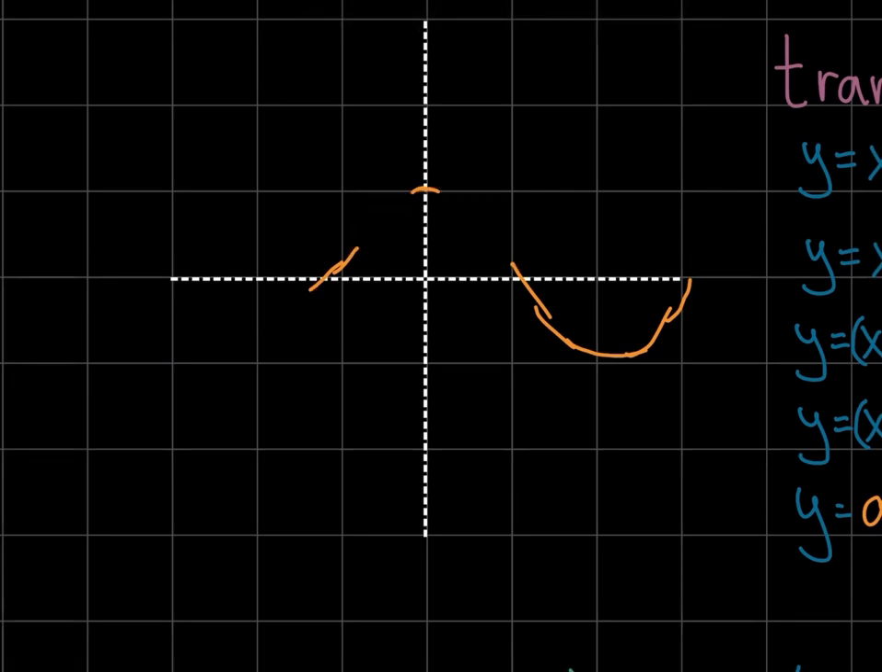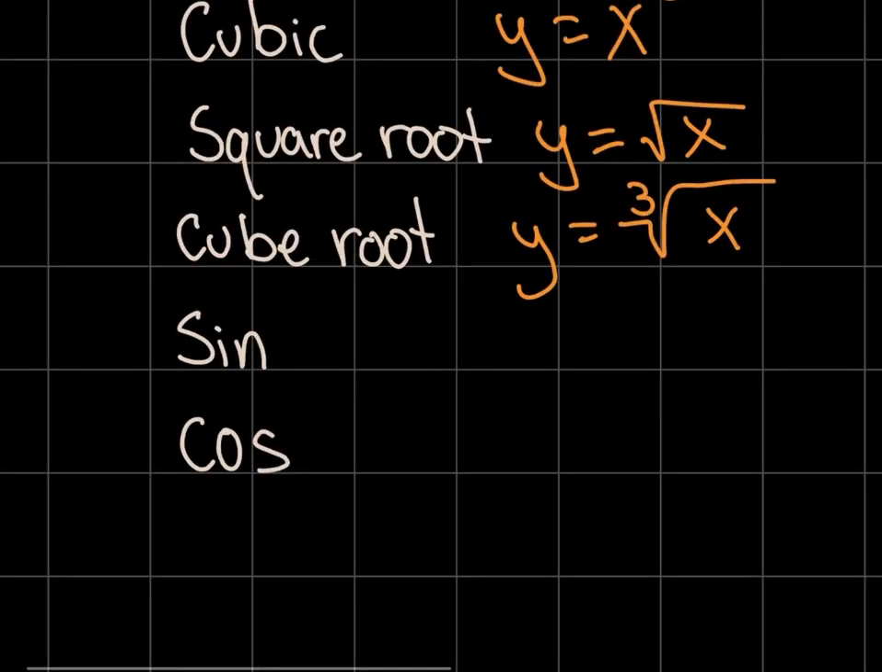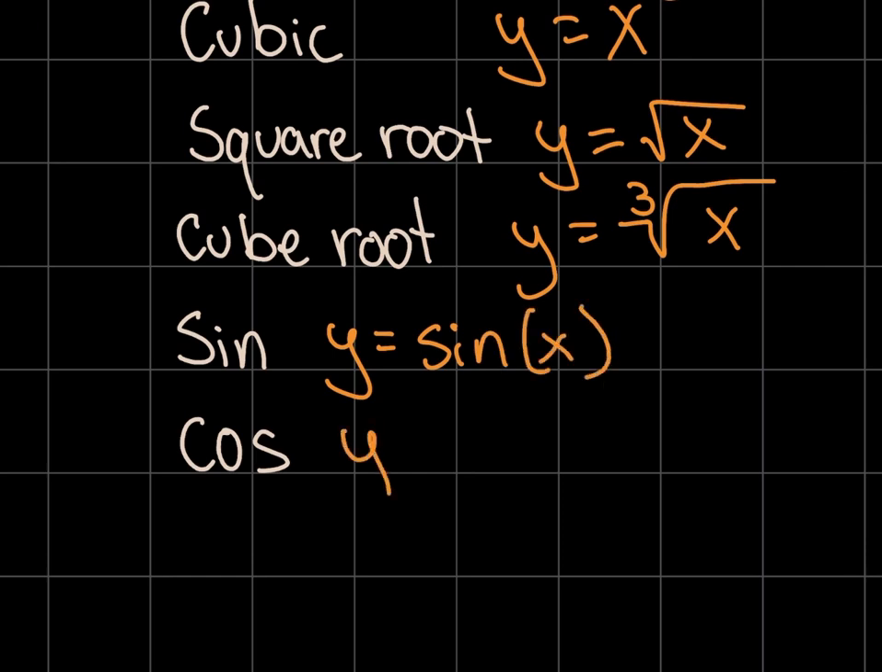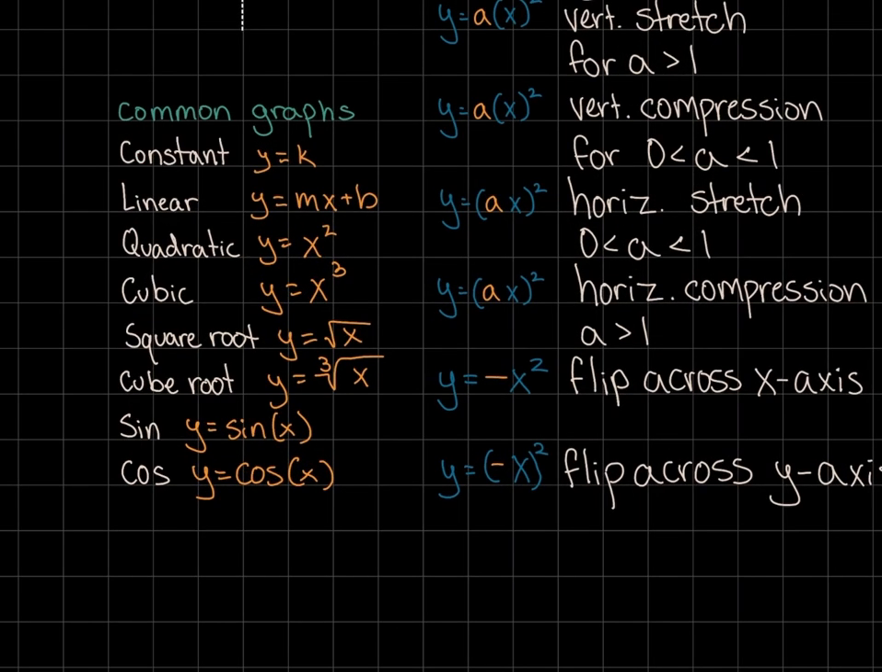After that, we'll be talking about transformations. Now, these are the most basic graphs. I didn't write any equations for this, but it should be y equals sine x, and then y equals cosine x. Very, very basic graphs.